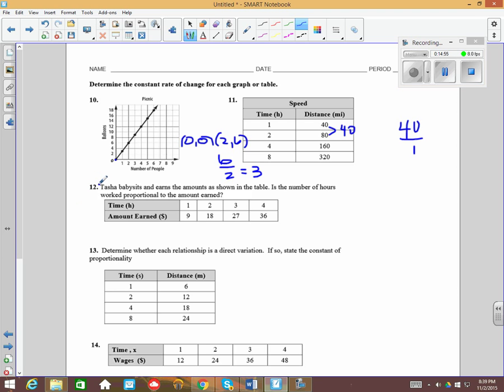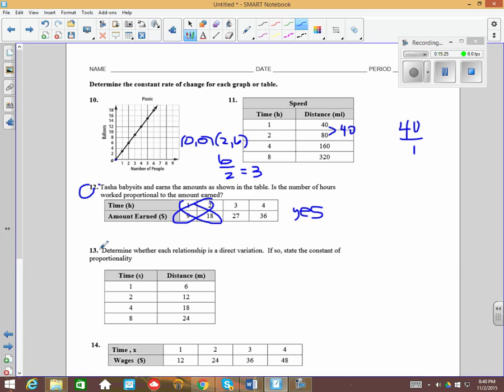Looking at number 12, Tasha babysits and earns the amounts shown on the table. Is the number of hours worked proportional to the amount earned? You can always cross multiply to see if it is proportional. If you multiply 2 times 9 is 18, and 1 times 18 is still 18. So to determine if it's proportional, just cross multiply, and this works out. So it's yes.